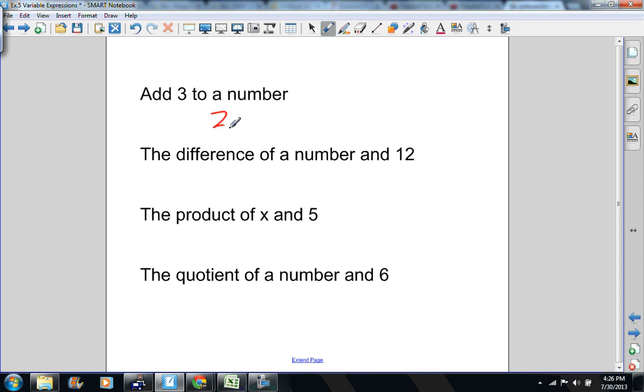Add 3 to a number, 3 plus x. The difference of a number and 12, x minus 12. The product of x and 5, well, that's x times 5 or 5 times x. And the quotient of a number and 6, that's x divided by 6, but not the other way around. Important, I use the x for all of these, but you can use any that you want. Okay?